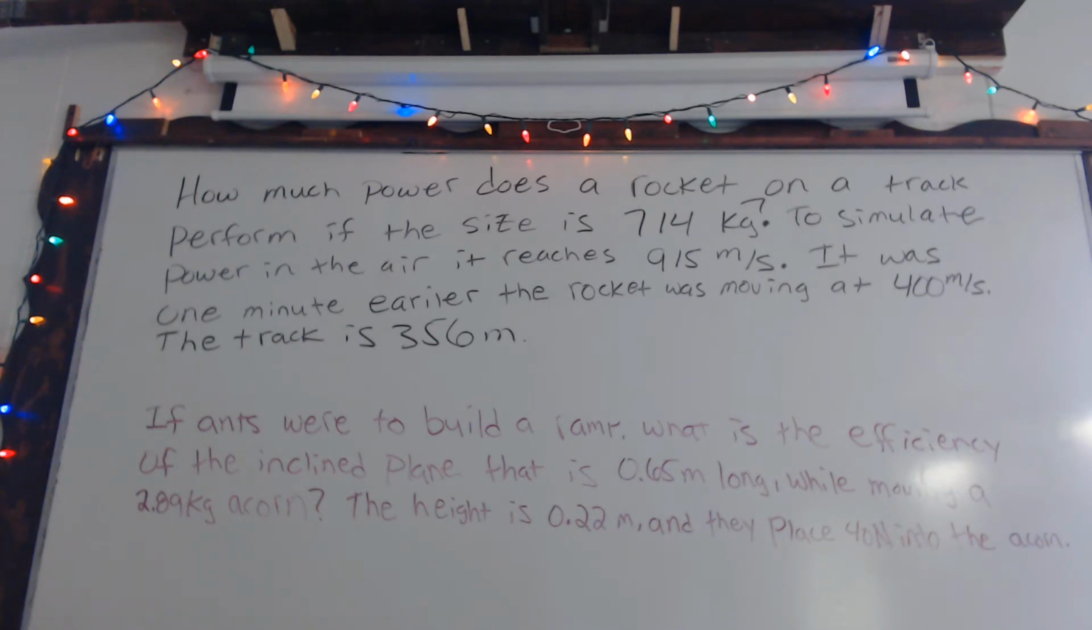How much power does a rocket on a track perform if the mass is 714 kilograms? To simulate power in the air, it reaches 915 meters per second. One minute earlier, the rocket was moving at 400 meters per second. Okay? And it also goes on to talk about how the track is 356 meters long. So like I said, I'll go ahead and let you write that information in there.